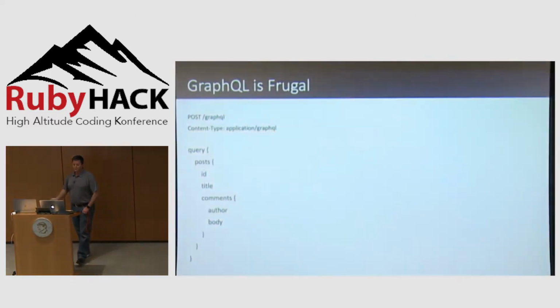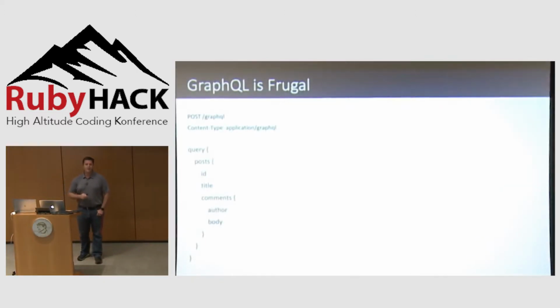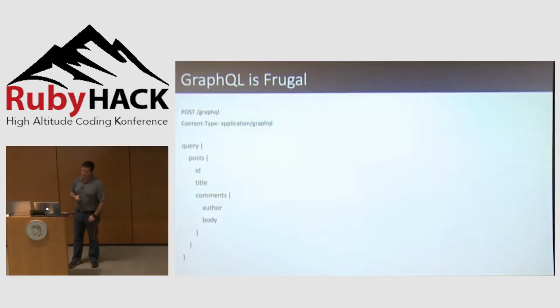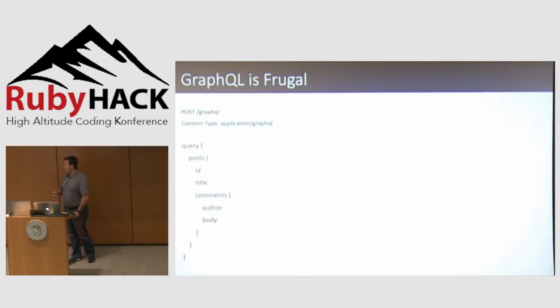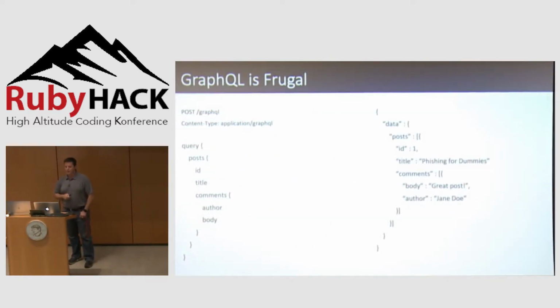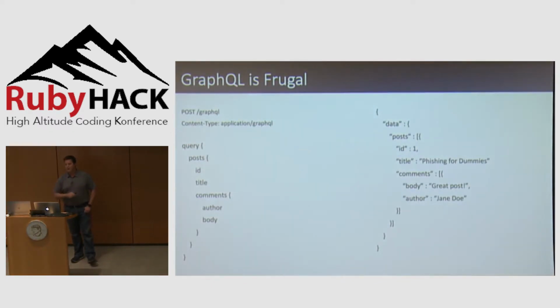GraphQL is frugal, so this goes along with what we just talked about. You get back exactly what you put into it. So if you want posts and ID and comments and author and body, you're going to get that back as well. So you get it back in exactly that shape. If you don't want the comments, leave out the comments. If you want the comments but only the author, leave out the comment's body.